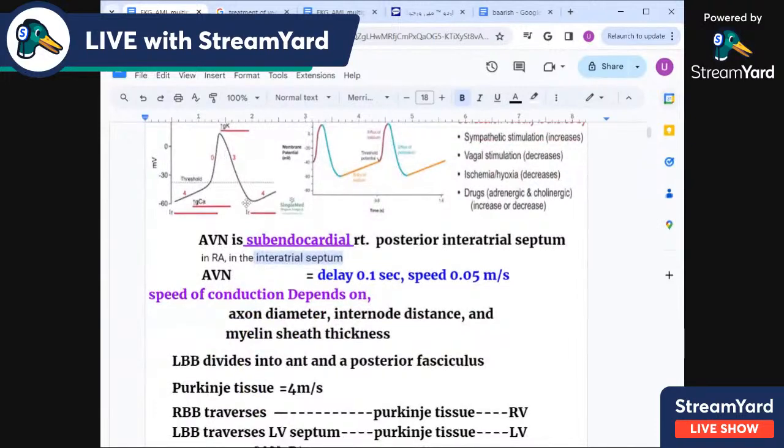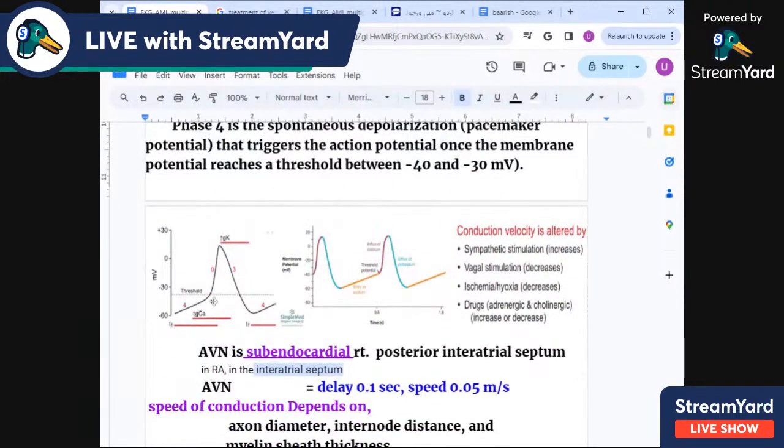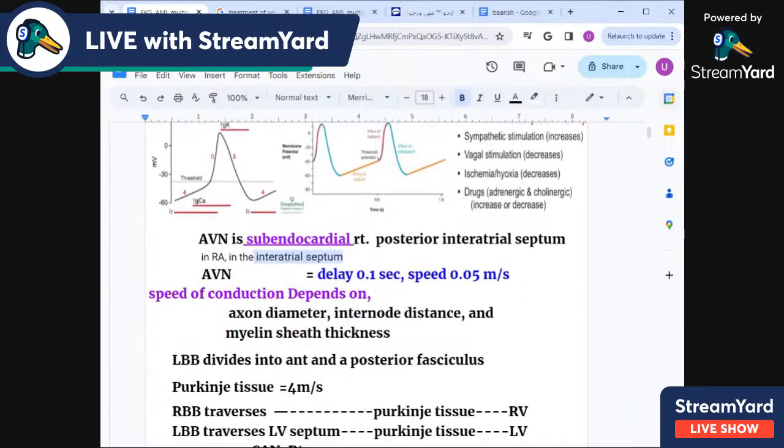Okay, let's see. Then the action potential in the SA node: there is a stage 4, the resting membrane potential in the SA node is minus 60, and there is a slow depolarization. And when it reaches about minus 40 millivolts, there is a rapid depolarization, phase 0, and then repolarization with phase 3, and then again depolarization with phase 4, and it continues one after the other. And it discharges at the rate of 60 to 100 beats a minute.